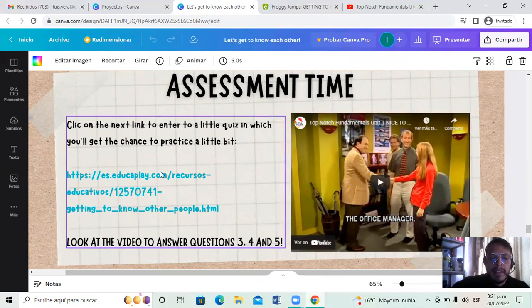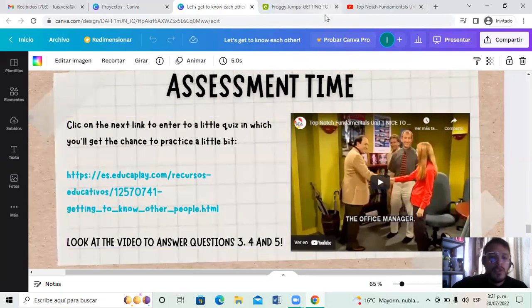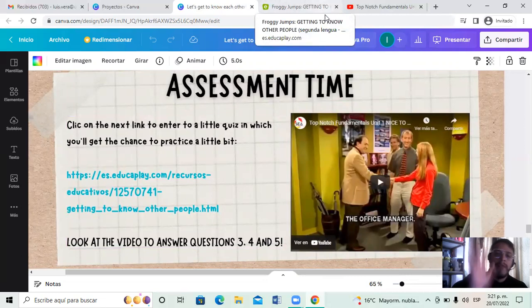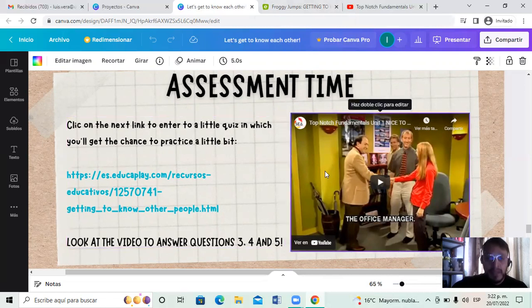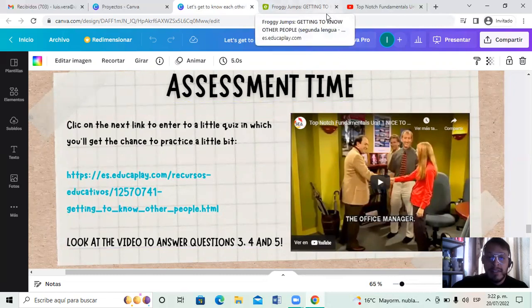Van a entrar al siguiente link, EducaPlay. Okay? And when you enter to this link, you are going to have 5 questions. Van a tener 5 preguntas. Presten atención a la nota que tenemos acá. En esta nota aclaramos que las preguntas 3, 4 y 5 van a ser resueltas a partir del video que les estoy compartiendo. ¿Ok? Entonces vamos a mirar un poquito de qué se trata la actividad.